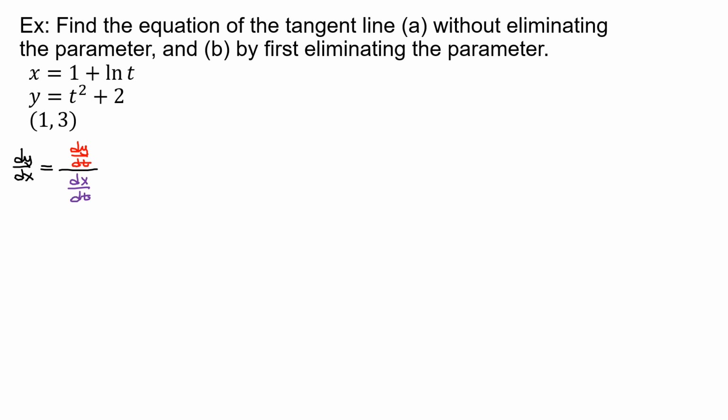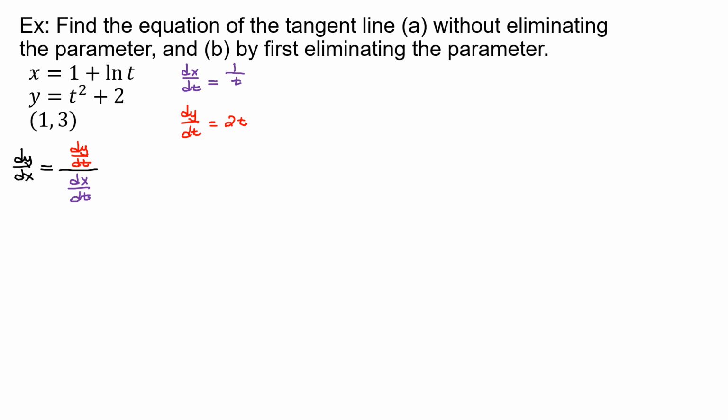And these aren't terribly hard to do. My dx/dt, the derivative of the 1 would be 0. The derivative of the natural log of t would just be 1 over t. You might remember that from Cal 2 when you talked about logarithms. For the derivative of y with respect to t, I would end up with a power rule. t squared becomes 2t. And the plus 2 just goes away.